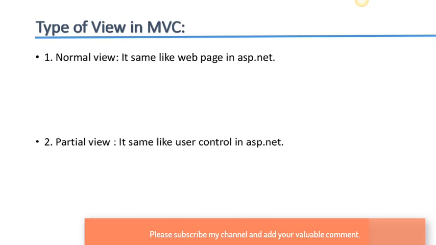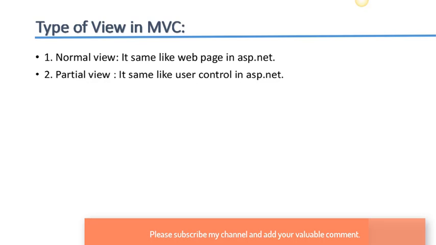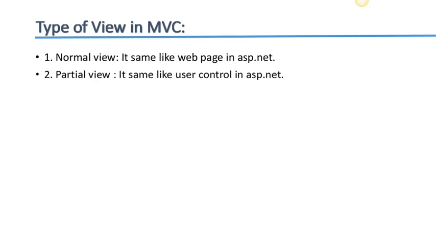So next one is the partial view. What does partial view mean? The partial view is used to render some portion of content to the browser. Then we can go with the partial view, and partial view is the same as the user control in an ASP.NET web form application. So the use of a web control is also the same as the use of a partial view in ASP.NET MVC.